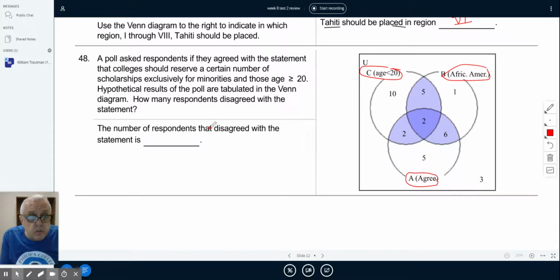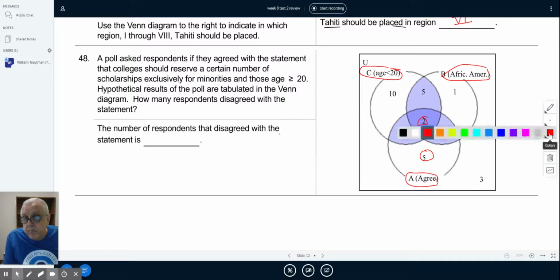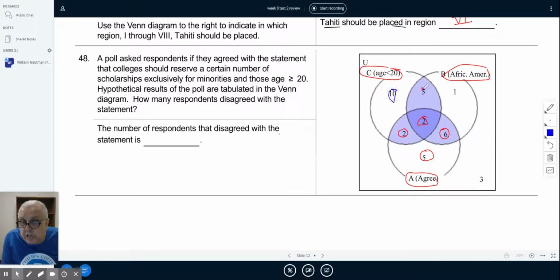It says the number of respondents that disagree with the statement. Well, all these people here agree with the statement. Do you see? Everything I circled are in the agree section. So even though it doesn't tell you on here, the people in blue disagree because the red circles agree. So 10, 5, and 1 disagree. So there are 16 people who, wait, there's more than 16. This person obviously does not agree also because they're not in the agree circle.